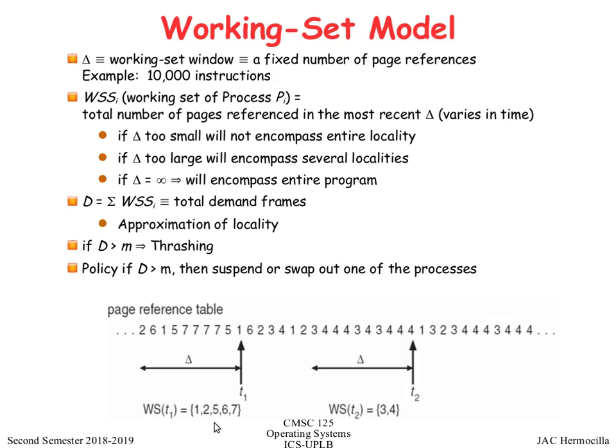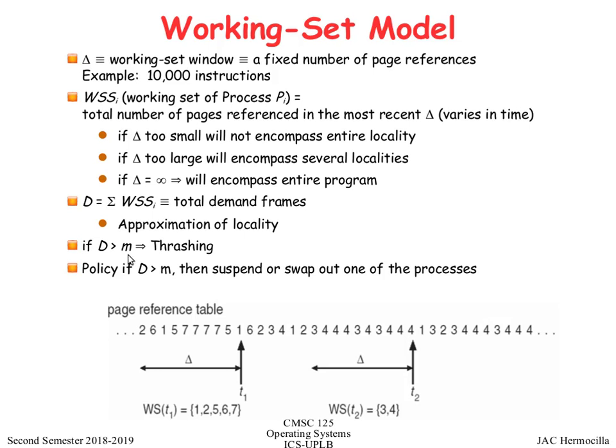So, halimbawa, 1, 2, 5, 6, 7. That's a particular size, so 5. And we have other processes; we sum them, and we essentially get the total demand for frames. Meaning, if you look at a system and you examine all the processes and the working set of each process, you count them and then you sum them, that will be the demand for frames. You get the idea? And that is an approximation of the locality.